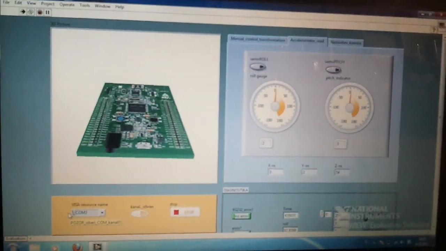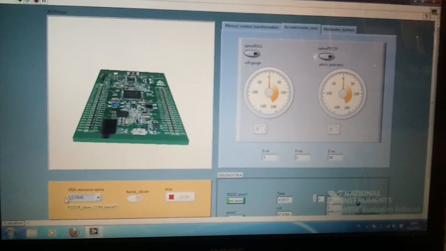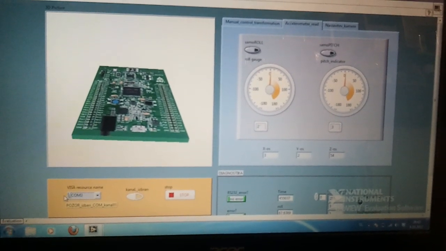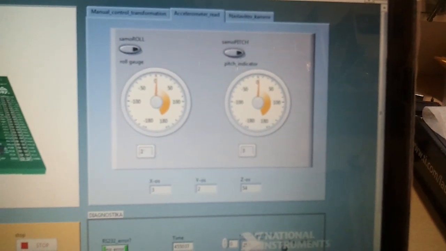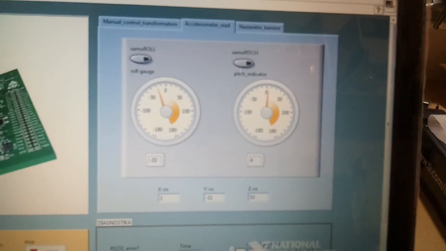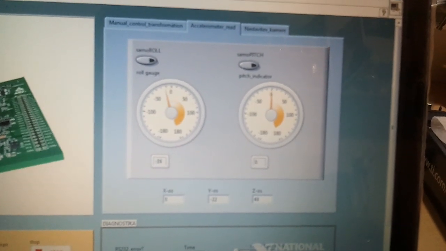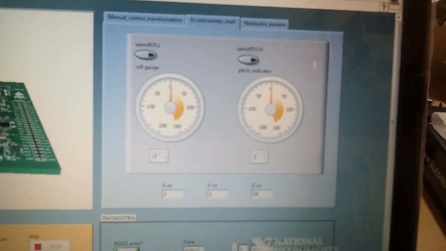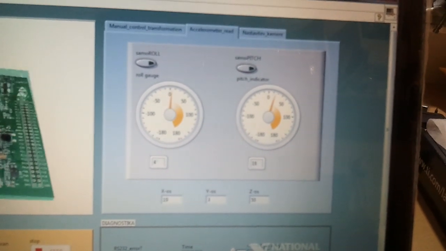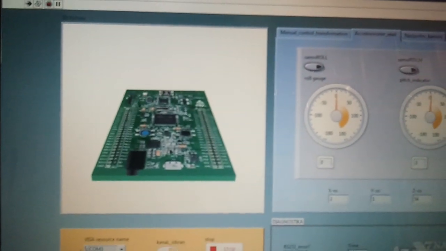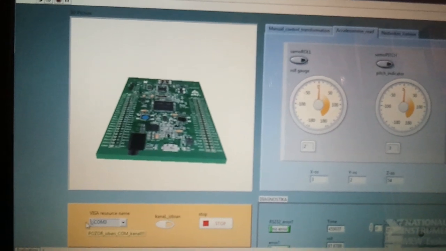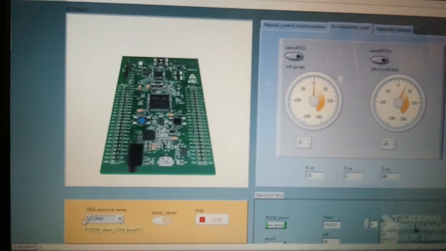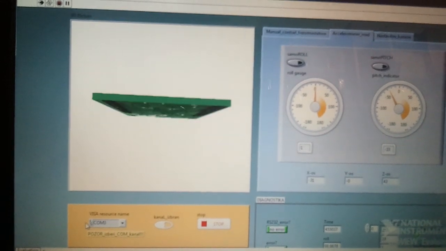So on my laptop I have the LabVIEW program for the visualization. On the right side there is a gauge which shows the angle of the board by the roll and the pitch of the board. On the left side there is also a 3D visualization of the board, where you can see the top side and the bottom side of the board.